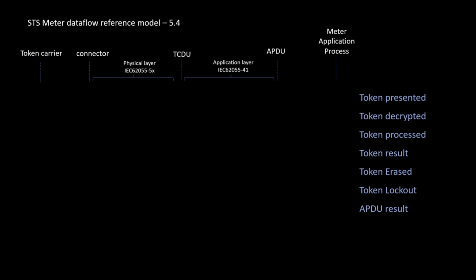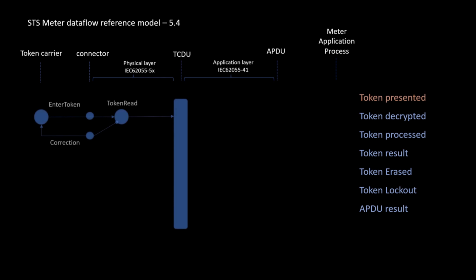If we have a look at the STS meter data flow reference model in 5.4, you'll see that there's essentially a flow that goes from the token carrier through the connector to the token carrier data unit, the application process data unit, and then the meter application process. So what happens is the token is presented from the token carrier to the connector through to the TCDU.